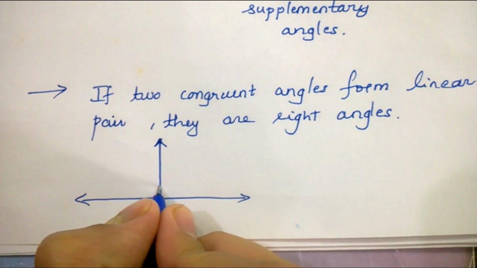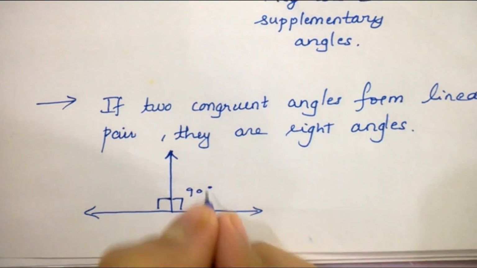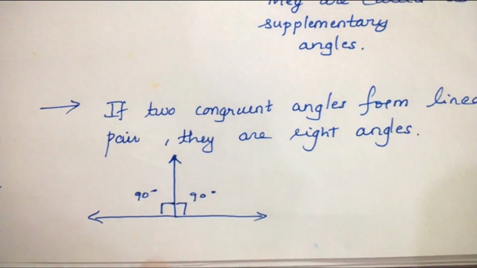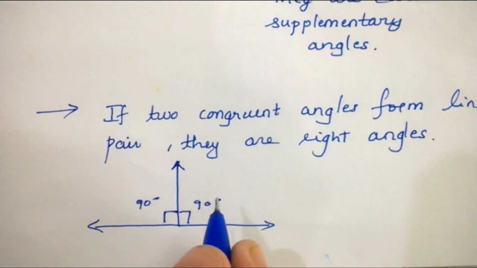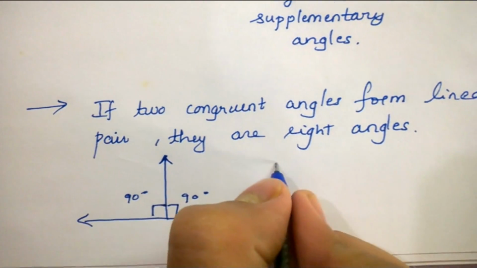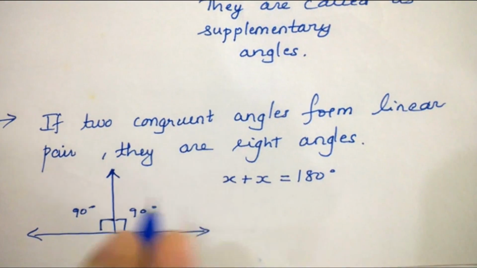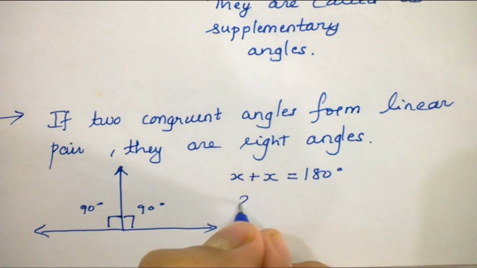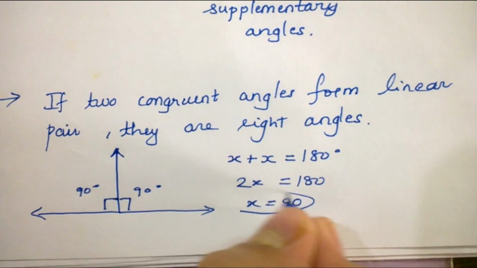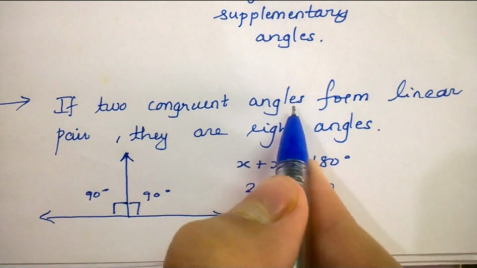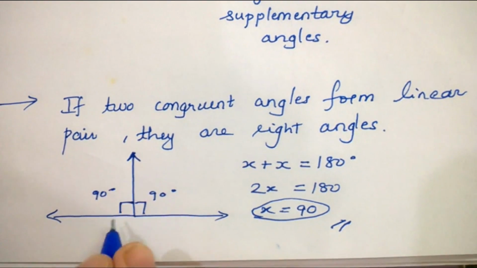But if this angle is congruent to this angle, then both of the angles should be 90 degrees, which is quite obvious, because if I consider this as x and this as x, then according to the previous statement we can write x plus x, that is the sum of two angles, will be 180, since they are supplementary, correct? So 2x equals 180 and x equals 90. So this is how we get this statement: if two congruent angles form a linear pair, then they are right angles. See, angles forming 90 degrees are right angles.